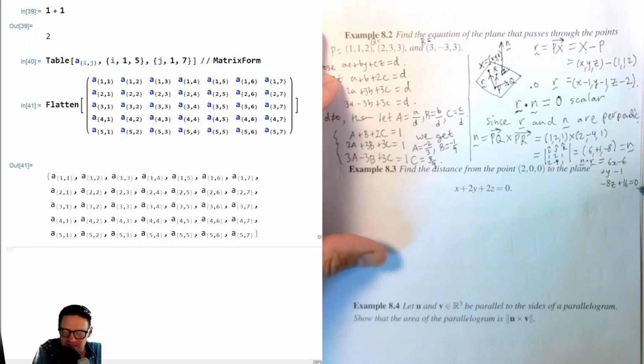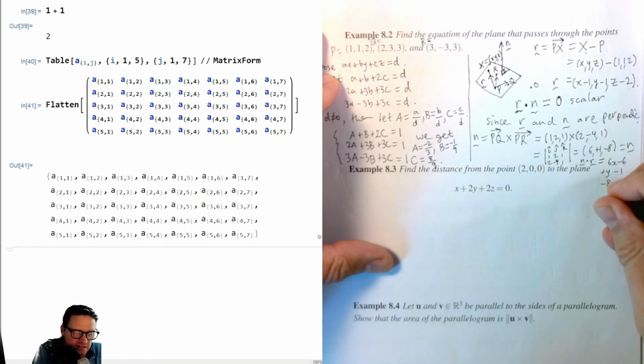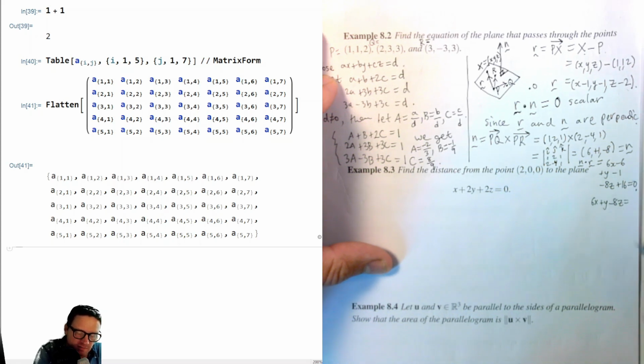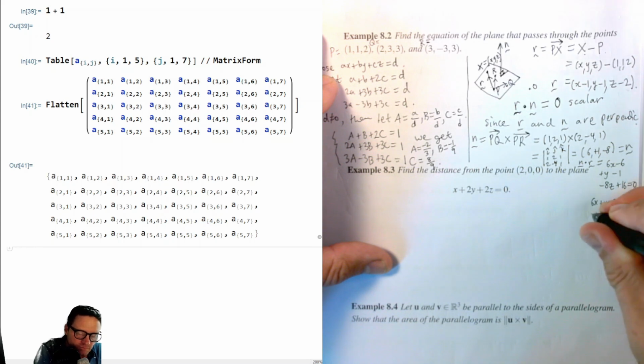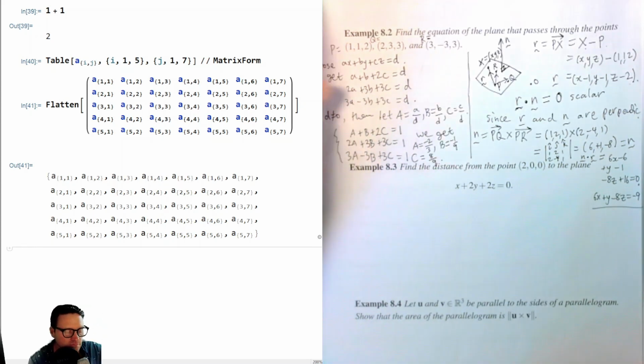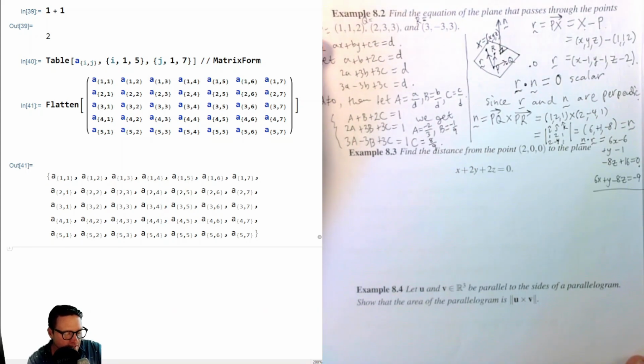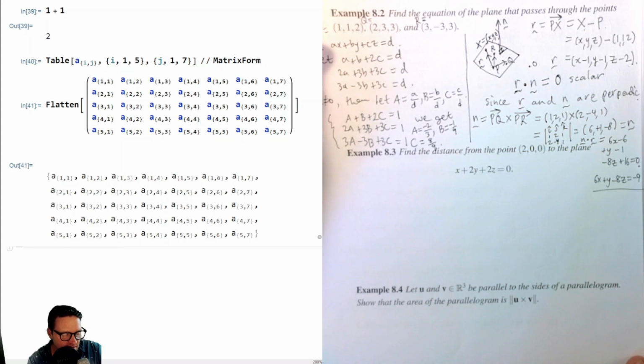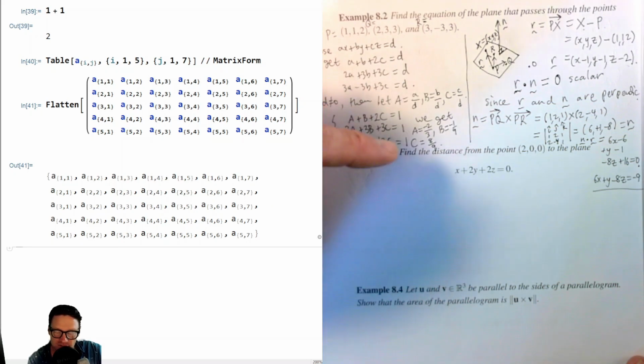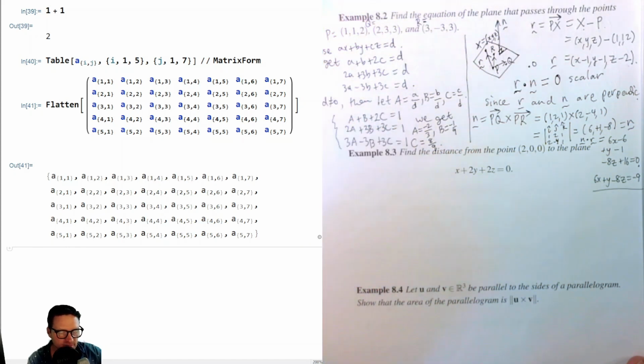So this gives us a scalar equation of the plane. It gives us 6x plus y minus 8z is minus 9. Okay, and if you look carefully, this will be the same thing as we got via this other method, or it should be. Yes, it'll give us the same as we got via this.